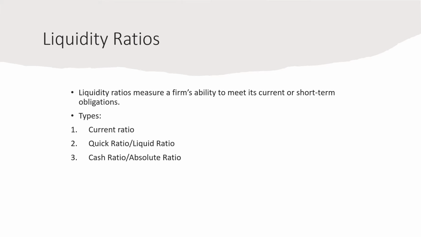Liquidity ratios are of three types: current ratio, quick ratio, also known as liquid ratio. The third one is cash ratio, also known as absolute ratio. Let us look at each one of them in detail.